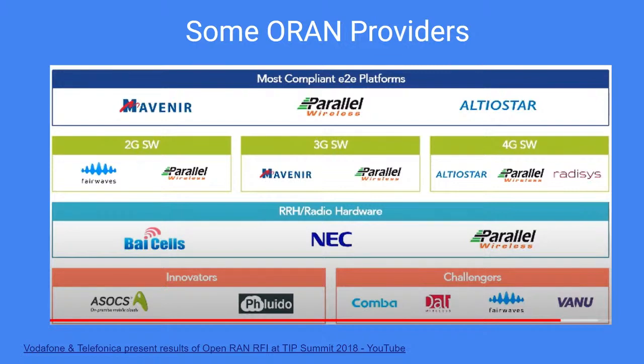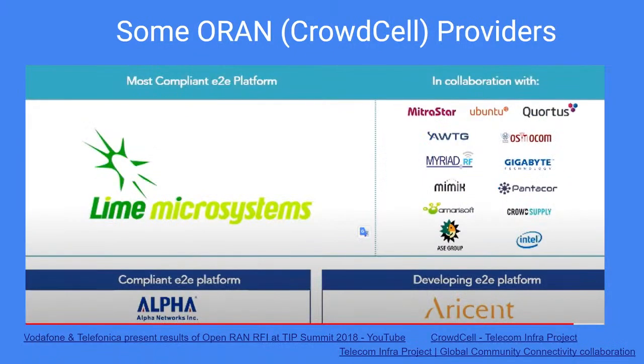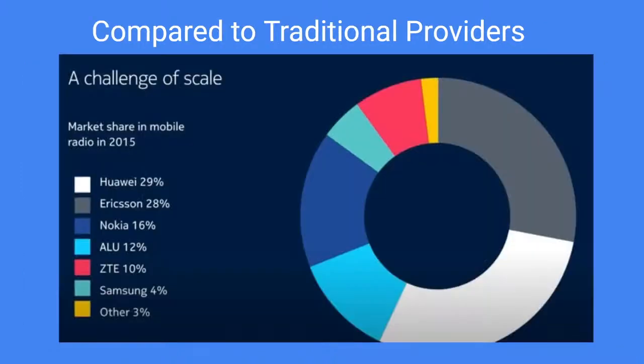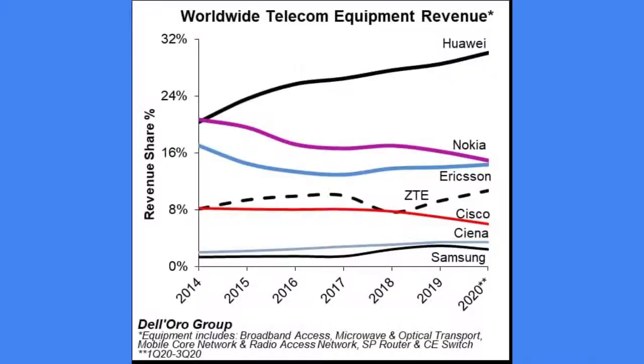So here there are many companies, as you can see, innovators and challengers who are really pushing in the direction of Open RAN and making it possible to build inexpensive networks. Those are the traditional providers that I showed you.